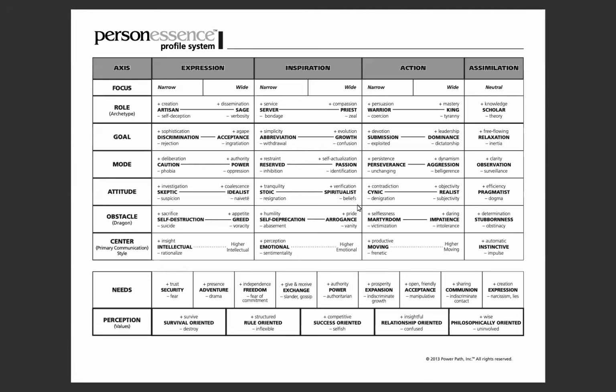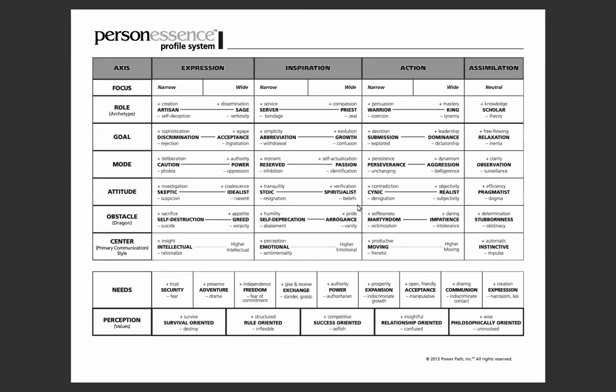The fourth row is the attitude or primary perspective, how we see things. The fifth row is the obstacle or dragon, sometimes called the chief feature. These are primary fear patterns that are actually parasites or viruses in the personality, similar to a computer, to be cleared in order to be healthy.